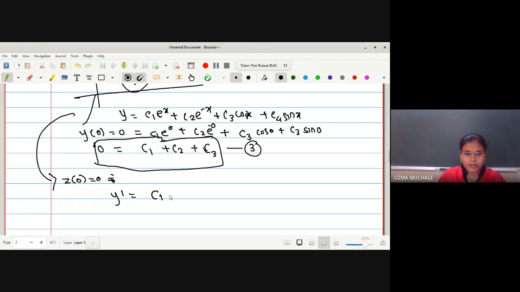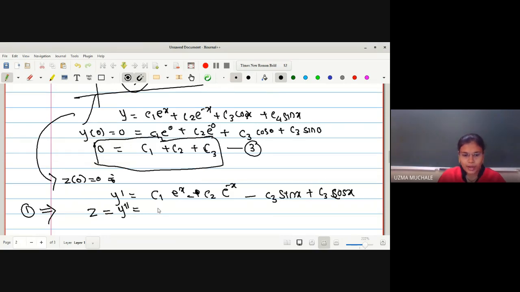So let us go for finding y dash first. What will be y dash? C1 e raised to x plus C2, sorry, here it will be negative because for e raised to minus x the derivative is minus e raised to minus x. Derivative of cos x is sin x plus derivative of sin x is cos x. Now let us find one more derivative, y double dash, which is nothing but the value of z. You can write here from equation 1, z is equal to y double dash, which is equal to C1 e raised to x minus minus will be plus because one more time we are going to differentiate. Sorry, it is negative.